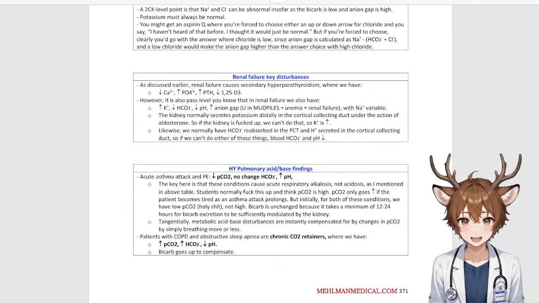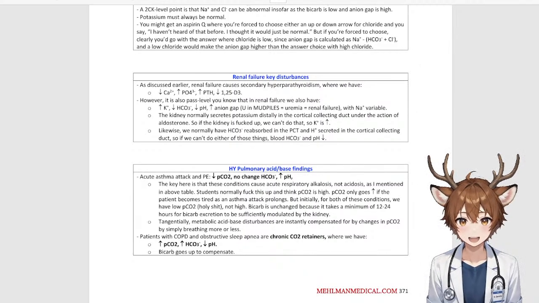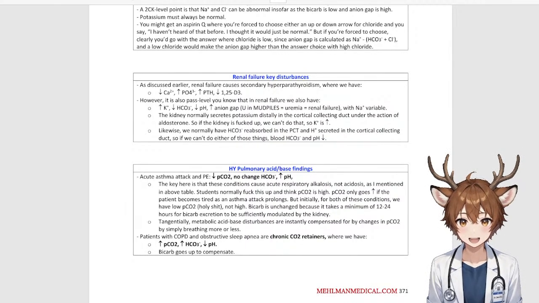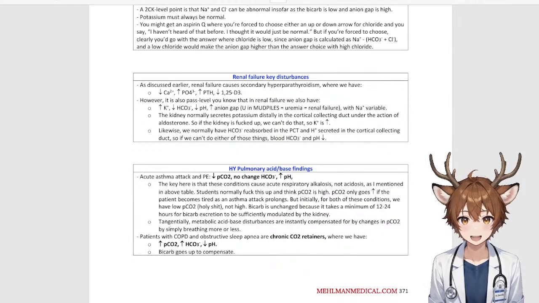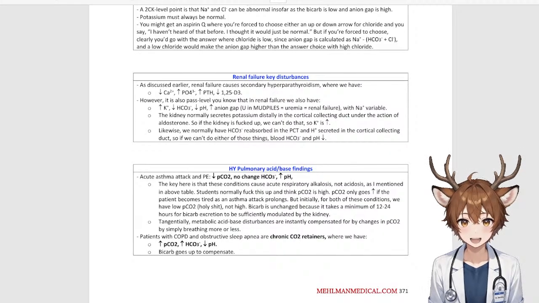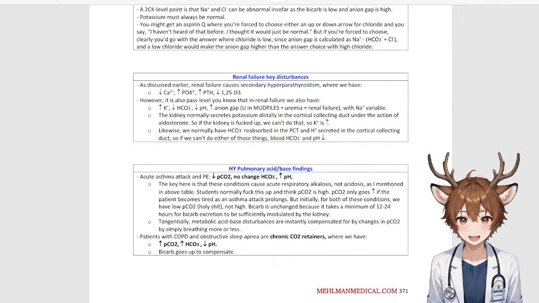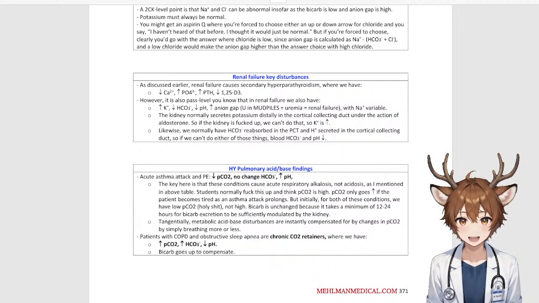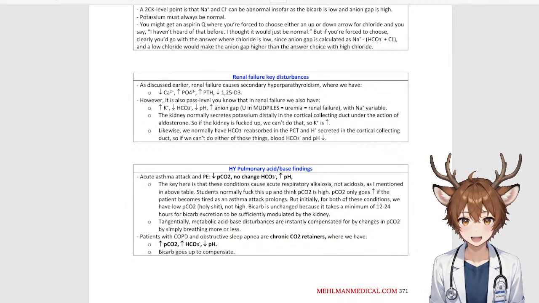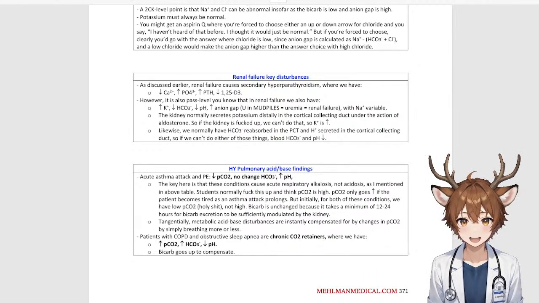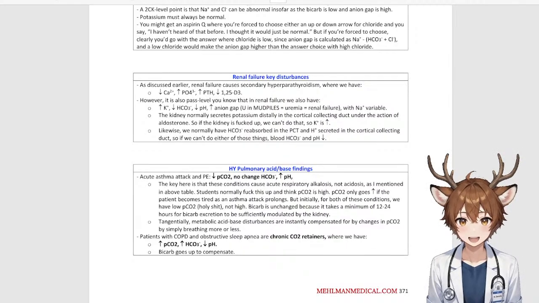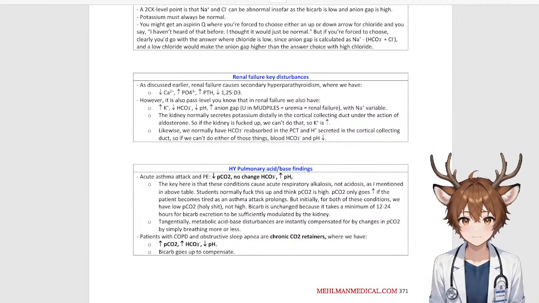Renal failure key disturbances. As discussed earlier, renal failure causes secondary hyperparathyroidism, where we have a decreased calcium, elevated phosphate, elevated PTH, and a decreased 1,25-D3. However, it is also high-yield that in renal failure we also have elevated potassium, decreased bicarb, decreased pH, and elevated anion gap, the U in MUDPILES, uremia equals renal failure, with sodium variable. The kidney normally secretes potassium distally in the cortical collecting duct under the action of aldosterone. So if the kidney is messed up, we can't do that, so potassium is elevated. Likewise, we normally have bicarb reabsorbed in the PCT and hydrogen ions secreted in the cortical collecting duct. So if we can't do either of those things, blood bicarb and pH should be low.